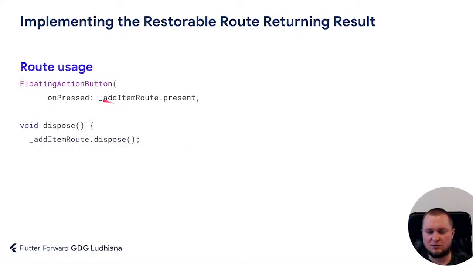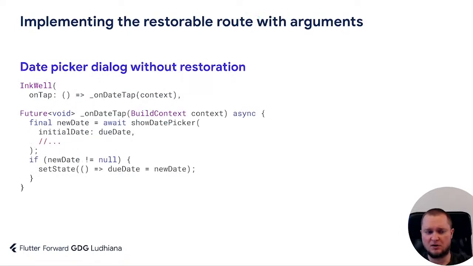And the usage is simple. In the onPressed callback of the floating action button, we call the present method. Here is a tear-off, and as usual, we need to dispose this route future as any other restorable property. Okay, maybe let's jump to the more advanced case. If you remember, there was a second dialog, the system date picker, which allows us to pick the date for the to-do item.